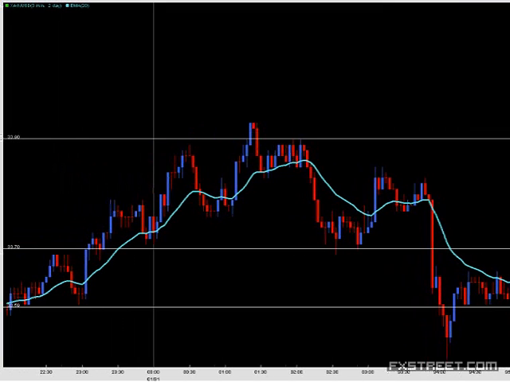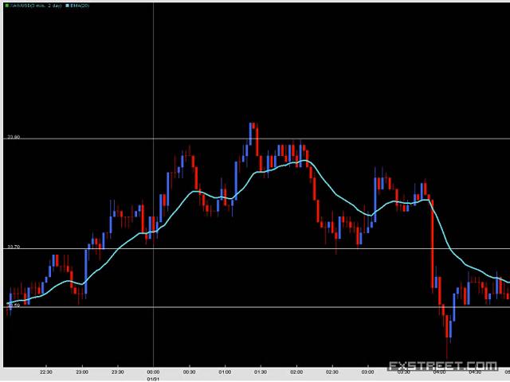If the rules are completely delineated, hey, bar A's got to look like this, bar B's got to look like this in relation to bar A, bar C's got to do this in relationship to B or A, that's a rule-based system and a price action setup. But you can have a price action setup that is not a rule-based system.